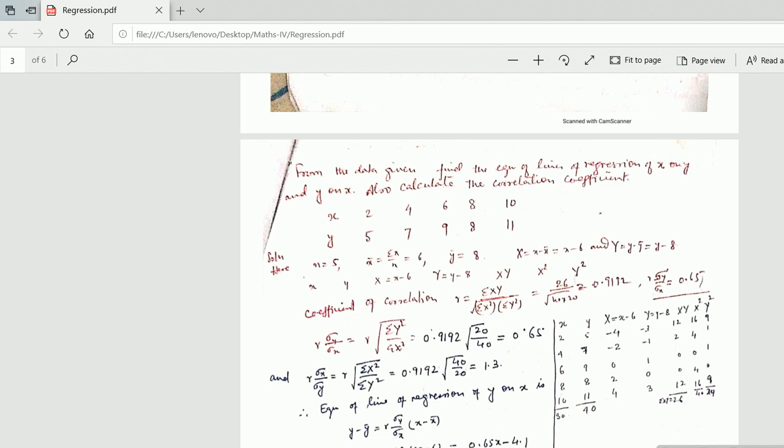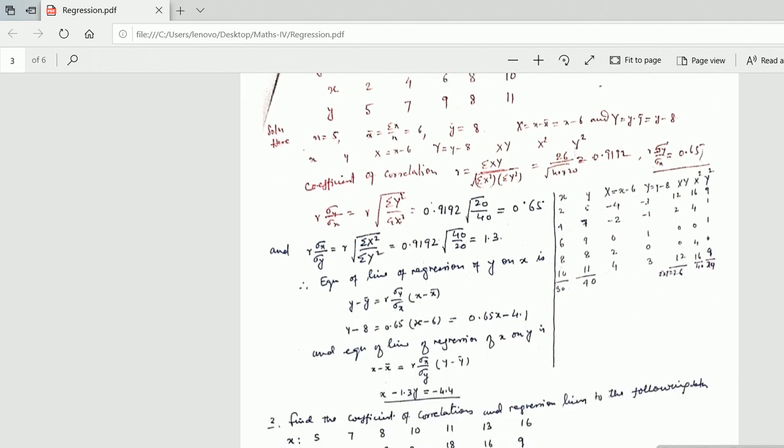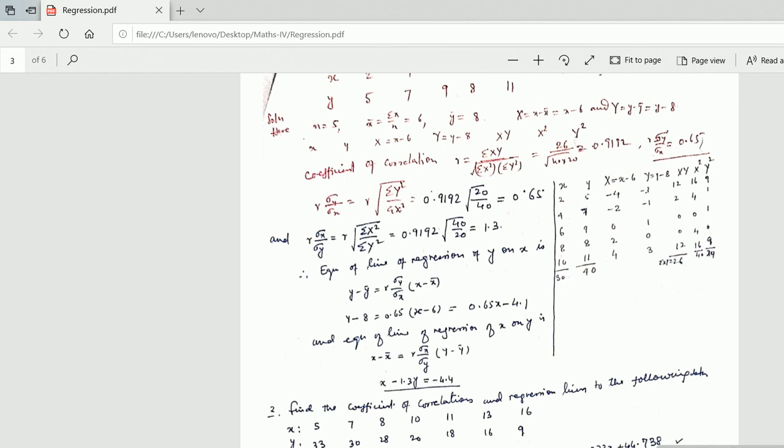See from here, R sigma y by sigma x, where sigma y square has the value 20 and sigma x square is 40. When calculating, you get here 0.65. The slope of the line of regression y on x, you have got 0.65. You just put it there.